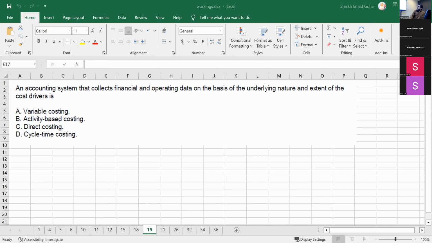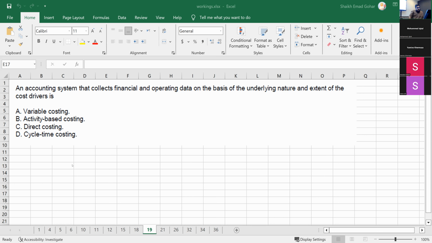Okay. So by the way, variable costing and direct costing, it's the same thing. So if you are in exam and you are smart, you can easily cancel it. Why? Because the same method they cannot give in two options. Variable costing and direct costing is the same thing. How can that be the answer? Because there are two separate options. Clear? And there is no costing method called cycle time costing we studied, right?